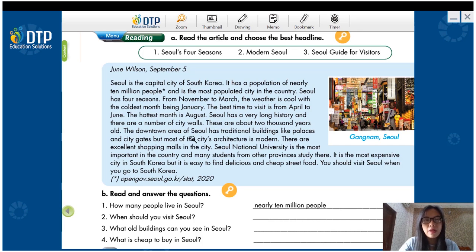The downtown area of Seoul has traditional buildings like palaces and city gates, but most of the city's architecture is modern. There are excellent shopping malls in the city. Seoul National University is the most important in the country, and many students from other provinces study there. It is the most expensive city in South Korea, but it is easy to find delicious and cheap street food. You should visit Seoul when you go to South Korea.